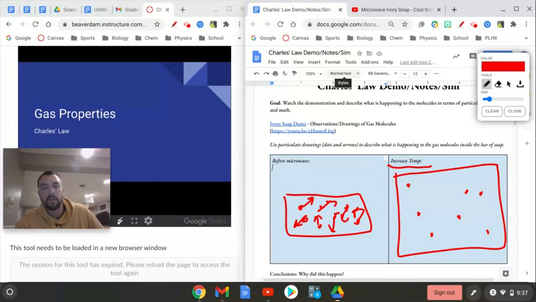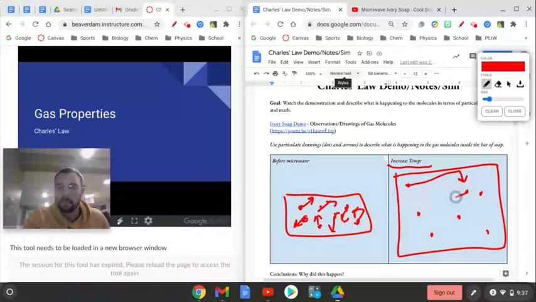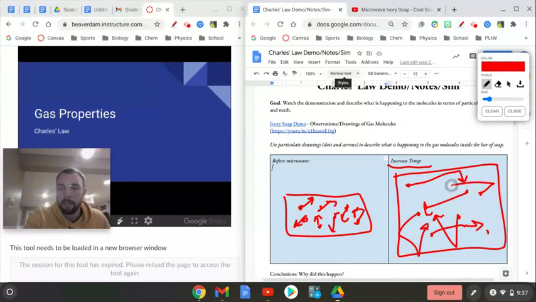If you remember from the variables notes, temperature makes particles move faster. So how do I show that these particles are now moving faster? I'm going to give them bigger arrows. When I give them bigger arrows, you see that sometimes they bounce off of things, but they need more space to move. They need more space to move, and so they need more volume.